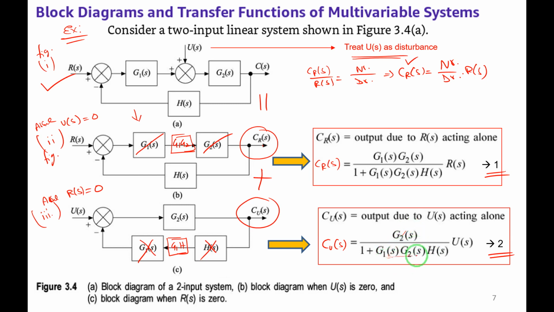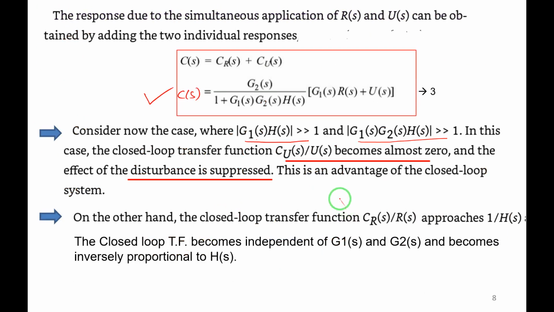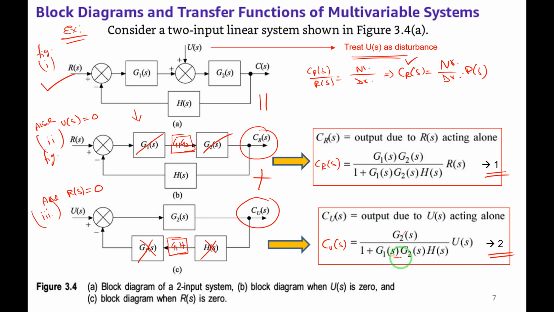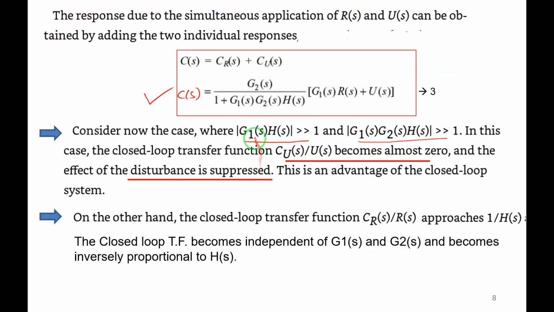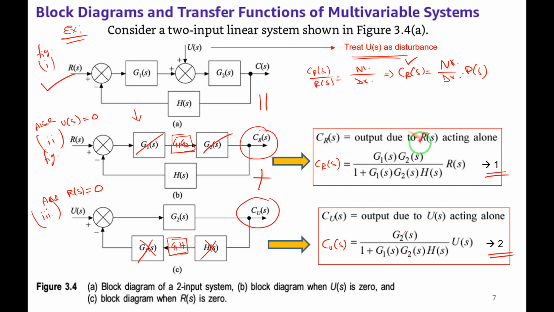What am I left with? G1 into H. But we have assumed another condition: G1 into H is very much greater than 1. So in the denominator, G1 into H being very much greater than 1 means I will consider it as infinity. Anything divided by infinity is 0. What am I getting? CU(s) is 0. If I take these two conditions, G1 into H very much greater than 1 and G1 G2 into H very much greater than 1, I am getting CU(s) to be 0. In equation 2, CU(s) becomes 0.